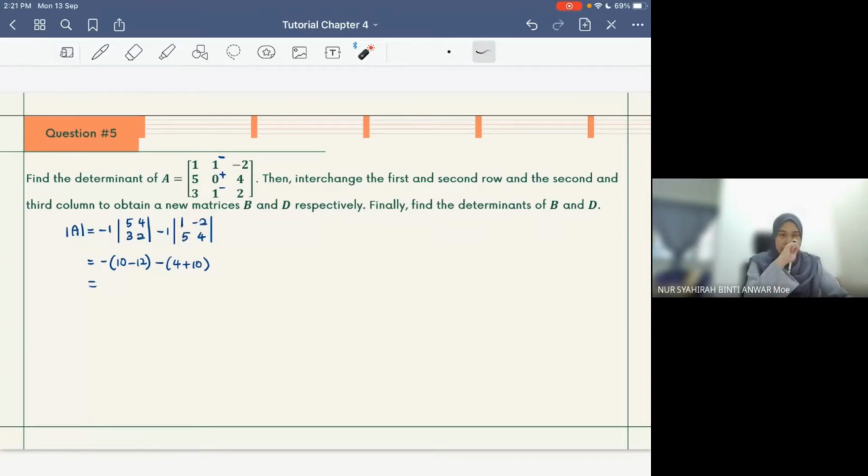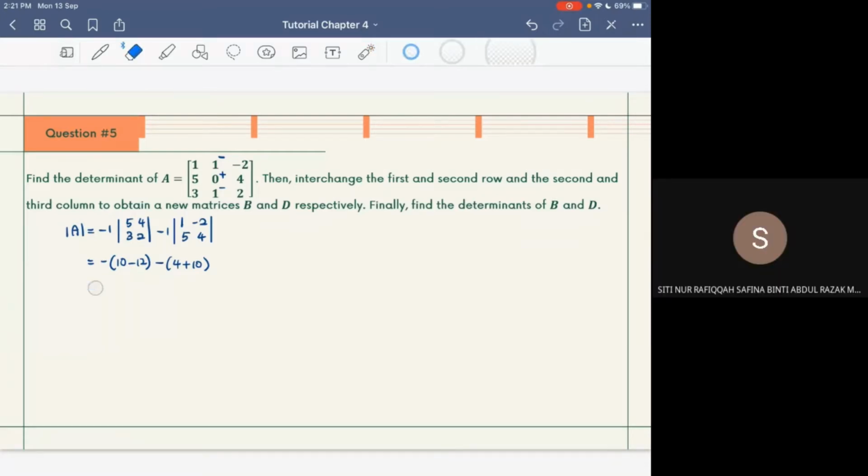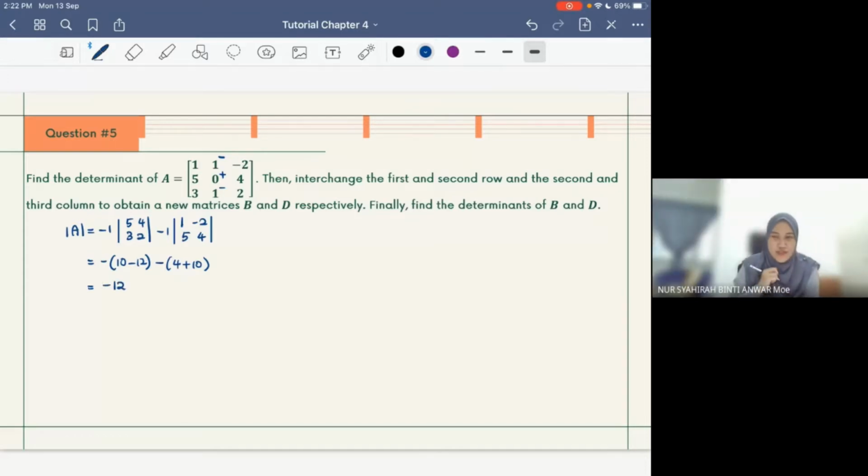Okay, and then you can just use your calculator. Berapa value dia kat sini? Okay, ada siapa-siapa yang nak shout the answer for the determinant? Negatif 12. Alright, betul. Negatif 12 is the correct answer.